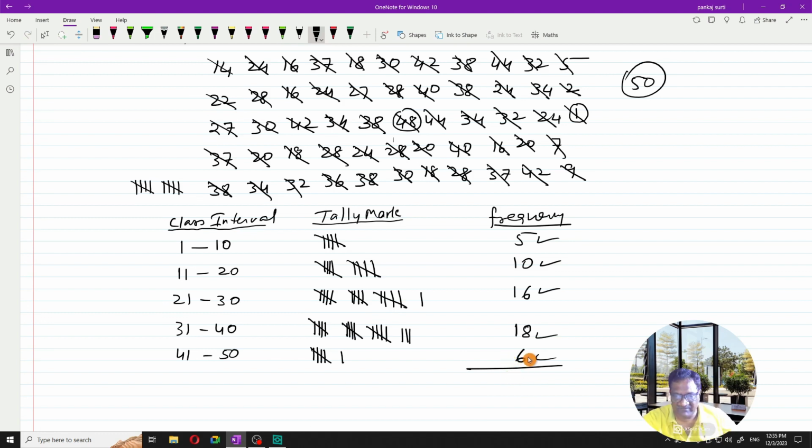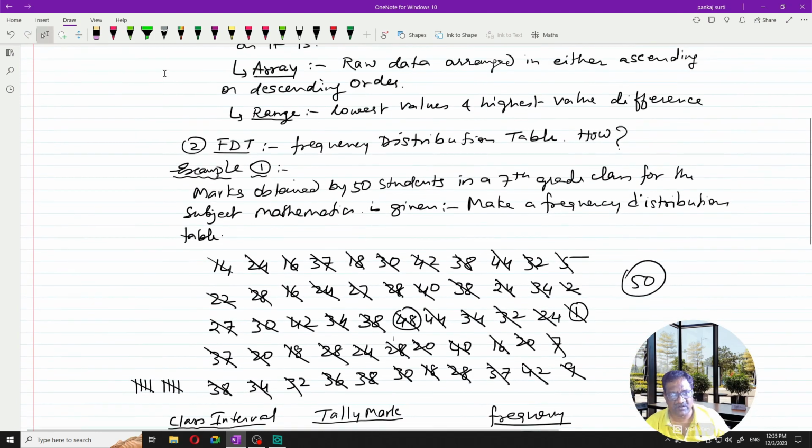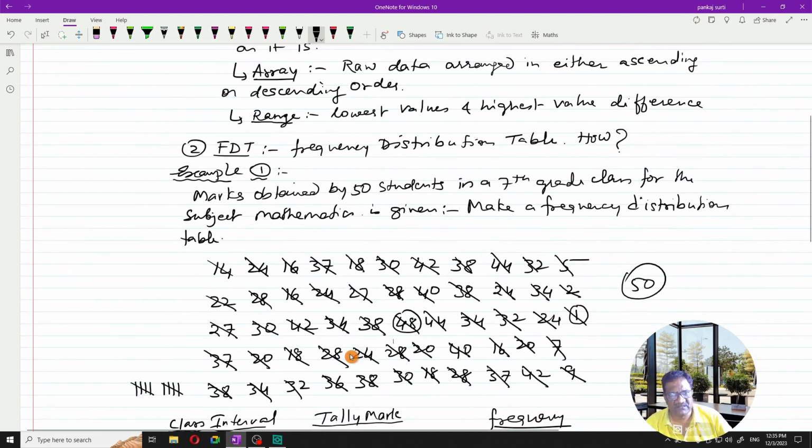Okay. Let me verify on the calculator. Oh, no, just a minute. So 5 plus 10 plus 16 plus 18 plus 6 is equal to 55. So I think the question was wrong. The total is 55. It comes to 55. So the statement that this is data of 50 students should be wrong. It's not 50, it should be 55. There should be 55 students.